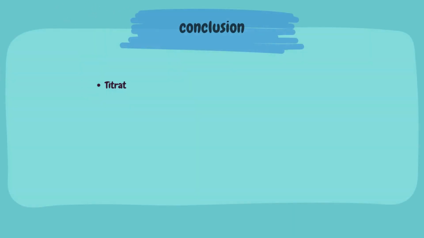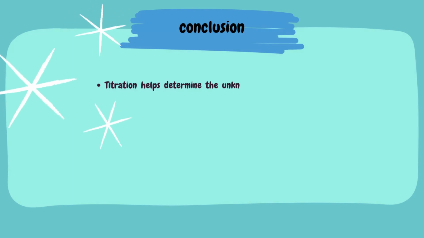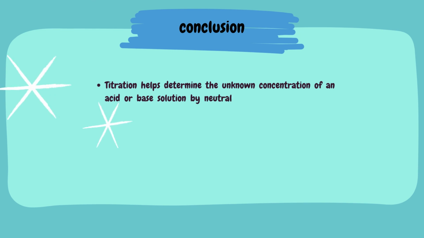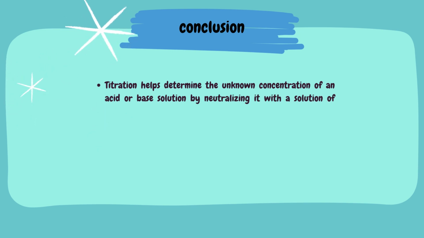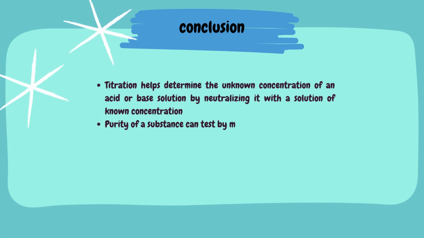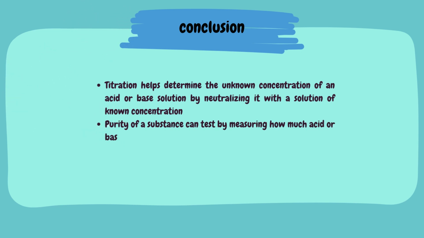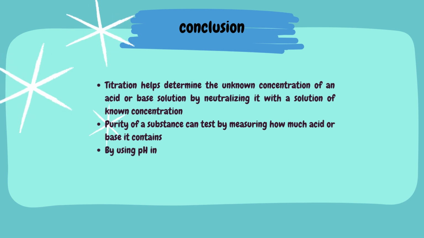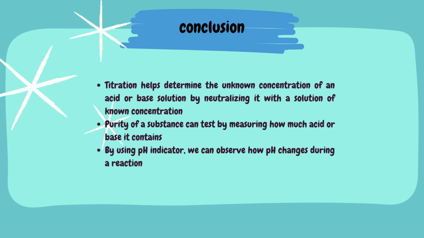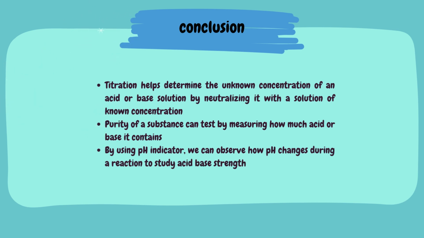Finally, we can conclude that titration helps to determine the unknown concentration of an acid or base solution by neutralizing it with a solution of known concentration. Besides, the purity of a substance can be tested by measuring how much acid and base it contains, and lastly, by using a pH indicator, we can observe how pH changes during a reaction to study acid-base strength.